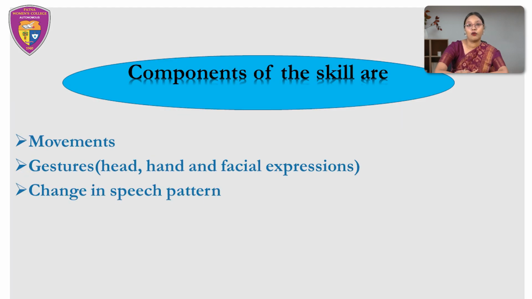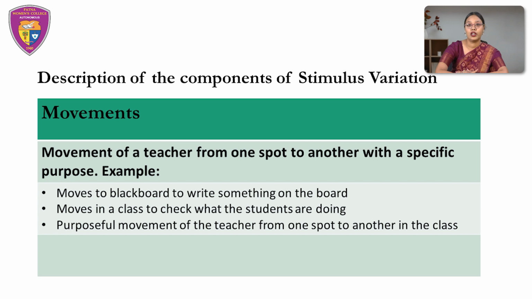Now, let us see the components of this skill. These are movements, gestures, and change in speech pattern. Now, the first one, movement. Objects in motion attract our attention. Movement in stimulus variation skill refers to the movement of a teacher from one point to another with a specific purpose. Thus, the movement carries wide significance in securing and sustaining their attention.